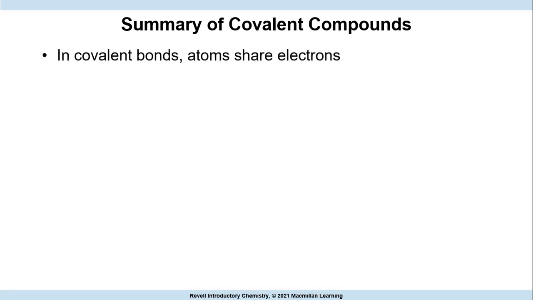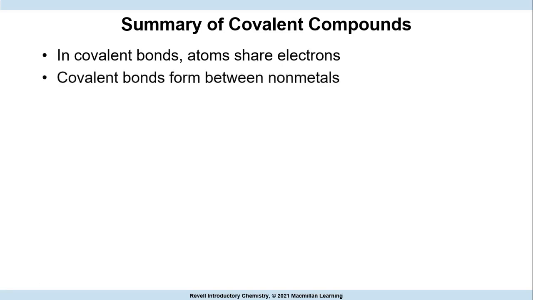Alright, so let's look at the summary of the covalent compounds. We've said in covalent compounds, atoms share electrons to attain the octet. We've said the covalent bonds form between non-metals. So you will never see any metal involved in the covalent compound. All metals are ionic compounds.